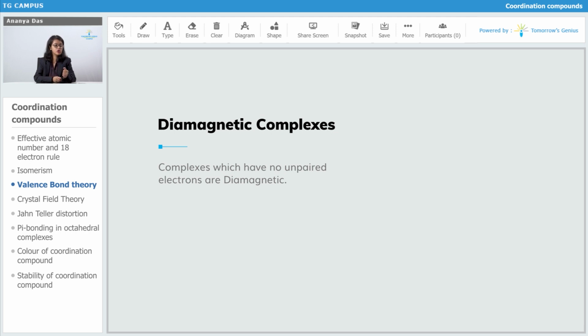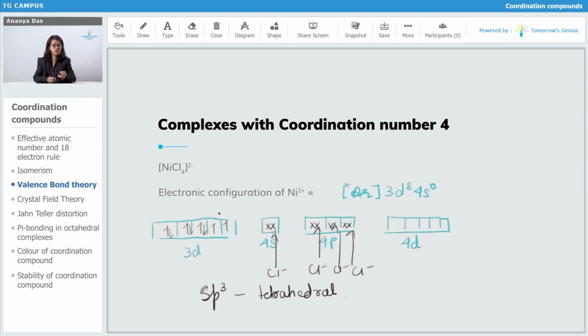If we look at our previous complexes that we did, okay, let's take a look at this complex. In this complex, you can see there are two unpaired electrons, and these two unpaired electrons lead to the paramagnetic behavior of [NiCl4]2-. So [NiCl4]2- is paramagnetic. It will be attracted by an external magnetic field. This complex is going to be attracted by an external magnetic field.